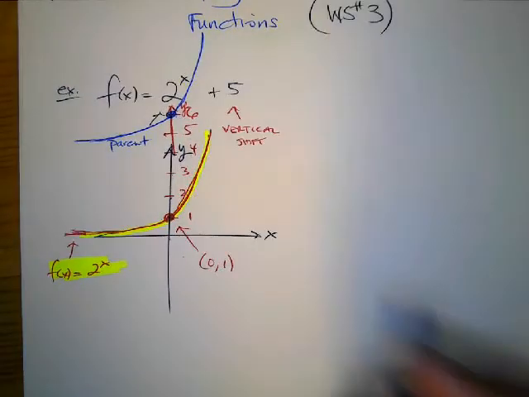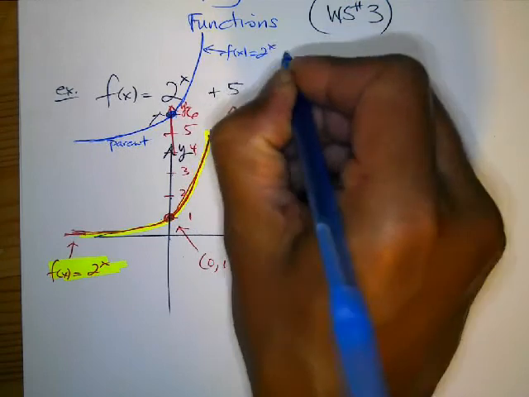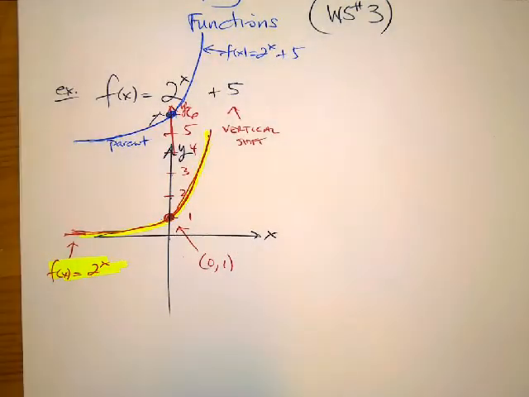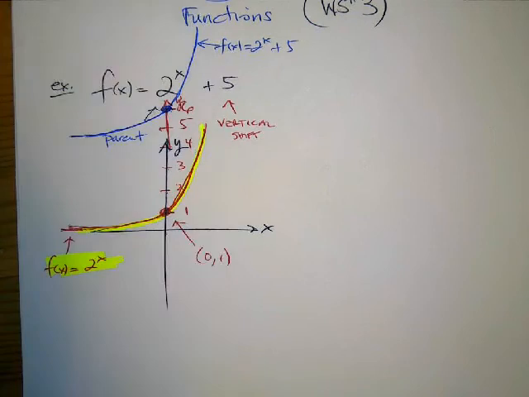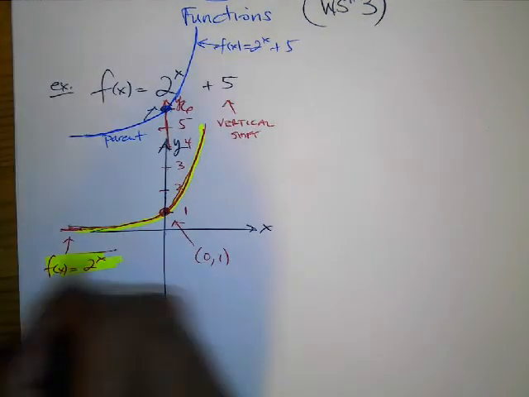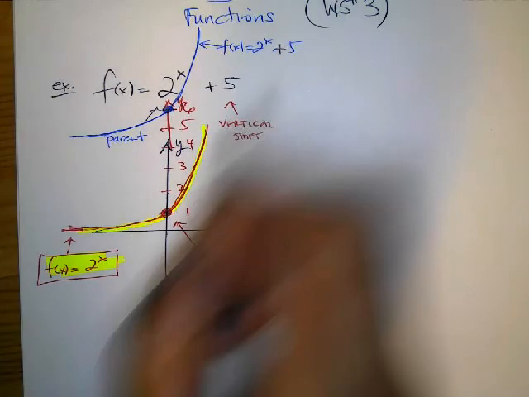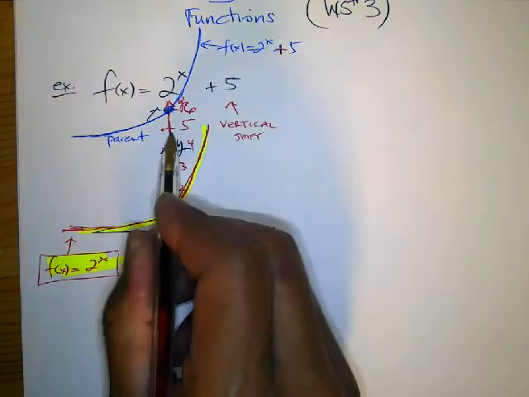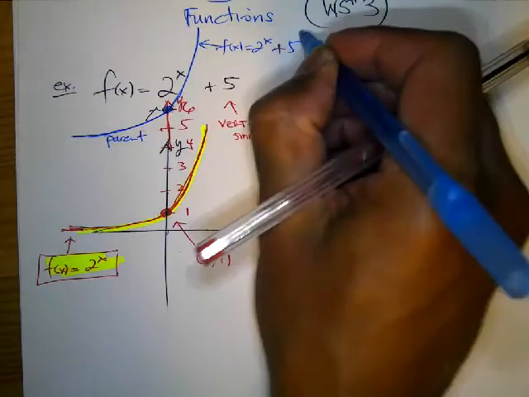By the way, this is f of x is equal to 2 to the x plus 5. If it was minus 5, then you'd take this one, and here's a good one. I'm just going to put it here. So here's my parent function. Here's this one with the plus 5, but remember, if it's plus 5, you don't go to 5. You add 5 to 1, that's 6. That's this one.